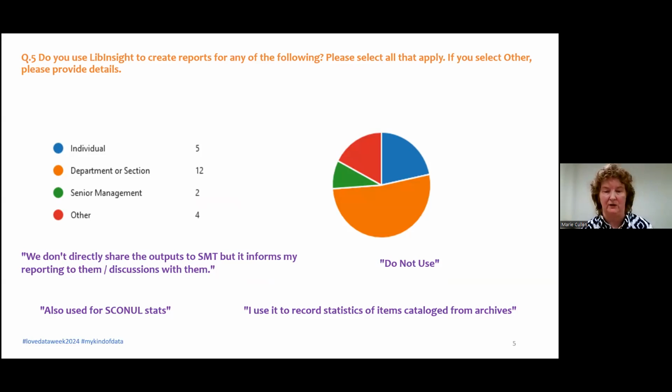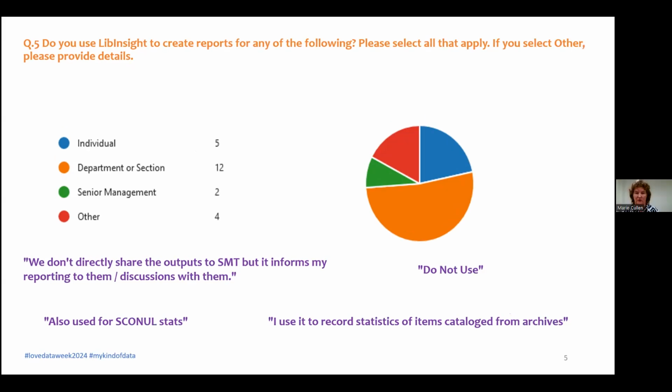And finally, the other comment was I use it to record statistical projects catalogued from archives, which I thought was interesting. So nobody selected CAM, which is the archive management software, in the list of sources of data. So I don't know whether it doesn't have a data or analytics function, and so they record those things manually.